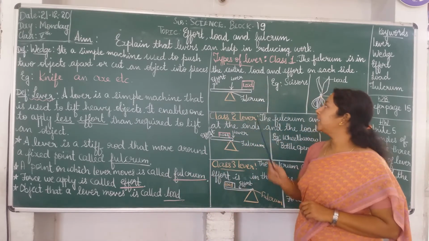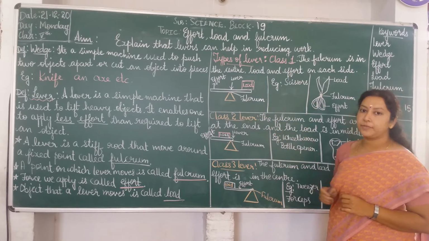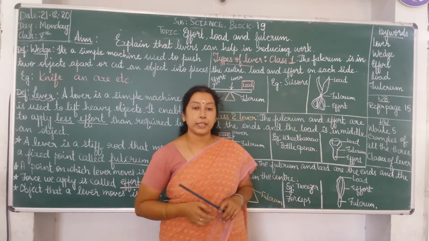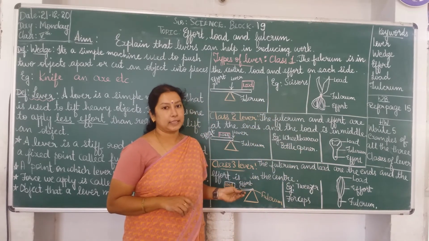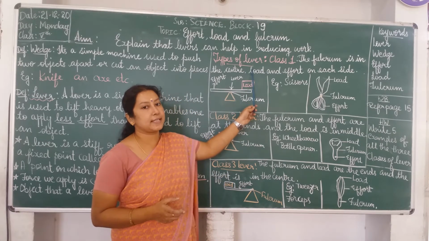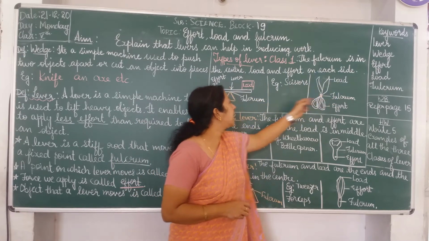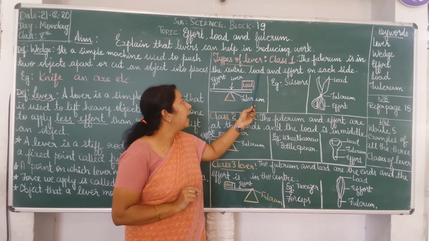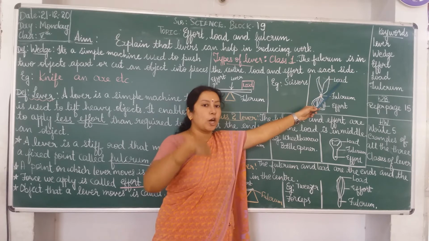Next, moving on to the types of lever. There are three types of lever: class 1 lever, class 2 lever and class 3 lever, or you can also say first class lever, second class lever and third class lever. So what is the definition? What exactly is the first class lever? In the first class lever, the fulcrum is in the center, and the load and effort are on each side.